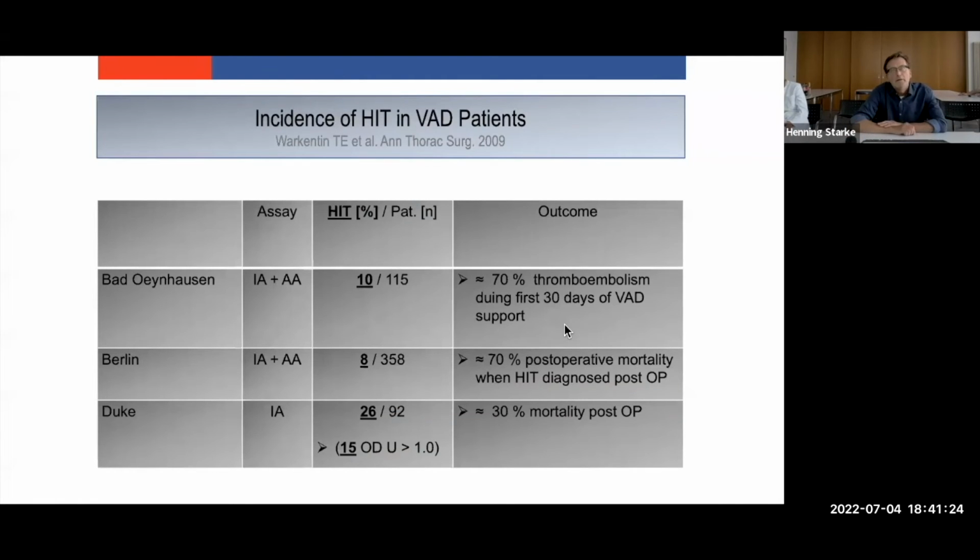When we look at the incidence and severity of HIT in VAD patients, these are old data, but they fit even to date. Approximately 10% of LVAD patients develop HIT. 5% have the diagnosis of HIT before the implantation, so in these 5% you need an alternative strategy. 5% will develop HIT after the implantation. All patients who test positive have a higher risk of thromboembolism, particularly if it is diagnosed after surgery. The mortality, particularly of the patients who develop it after surgery, is fairly high.